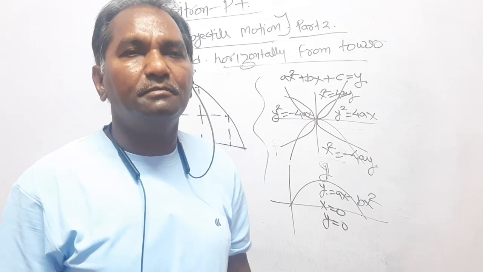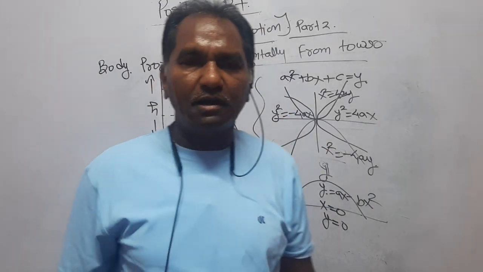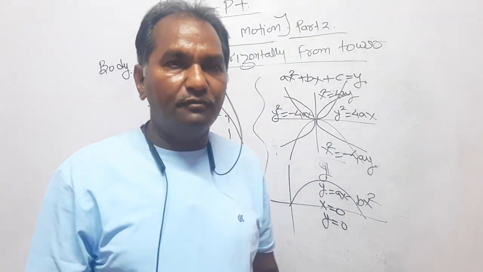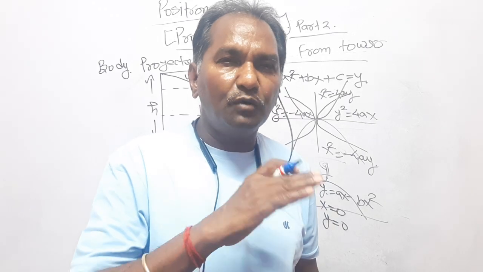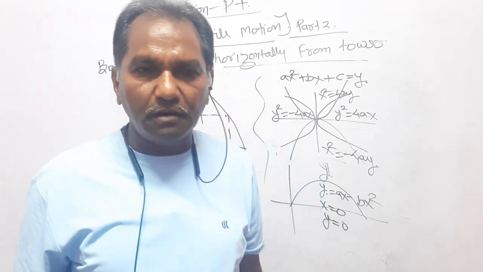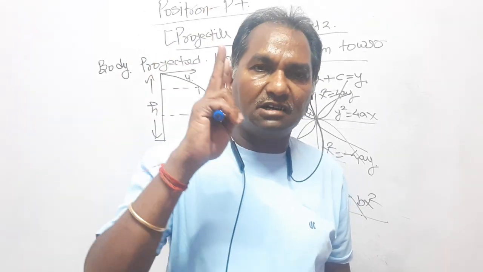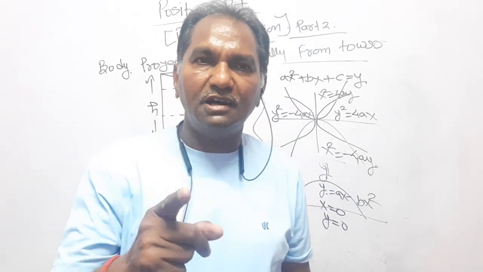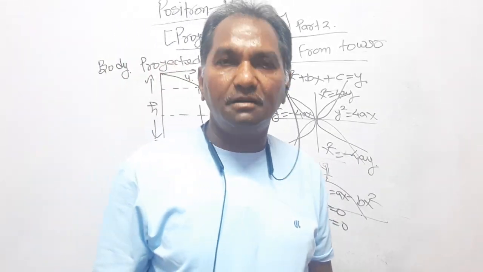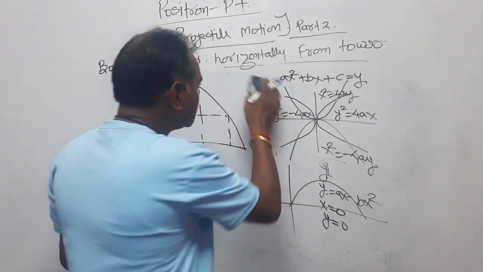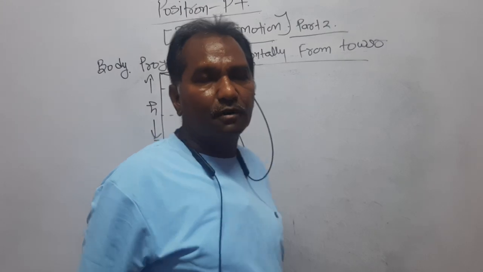Always such equations represent a parabola, right? Whether it is a projectile or not, I am not sure, but very confidently I can say, if an equation consists of two variables, one variable has a maximum power 2 and another has power 1, then it always represents a parabola.